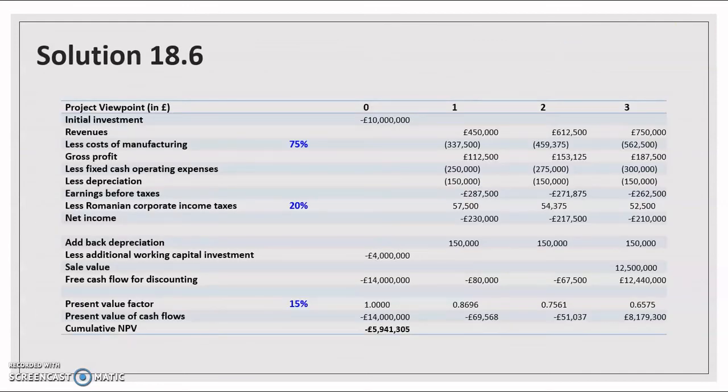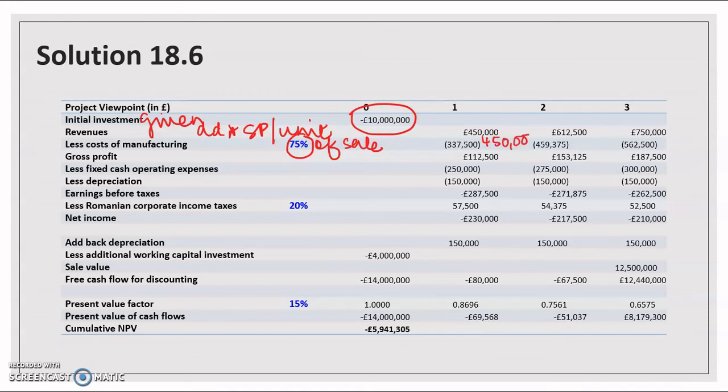So I'm going to begin by looking at the project viewpoint. My initial investment has already been given as an outflow of £10 million. My revenue will be calculated based on demand times sales price per unit, less cost of manufacturing, which is 75% of your sale. So in other words, it'll be 450,000 times 0.75 should give you this value, right? Times 0.75 should give you the second value.